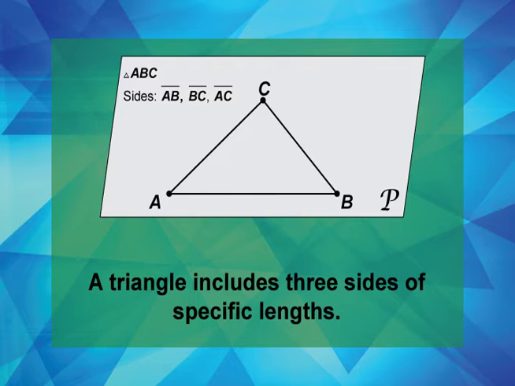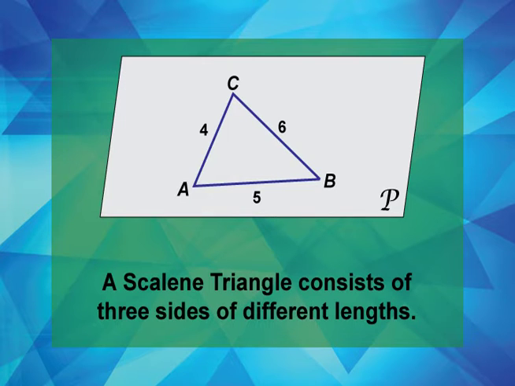The first scenario is when all three sides are of different lengths. A scalene triangle consists of three sides of different lengths. Triangle ABC has side lengths of 4, 5, and 6. It is an example of a scalene triangle.